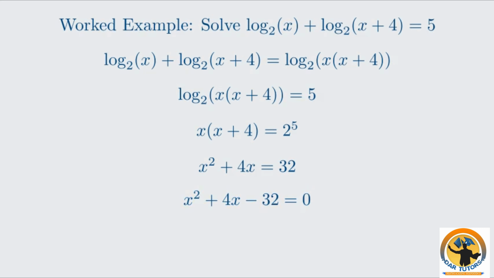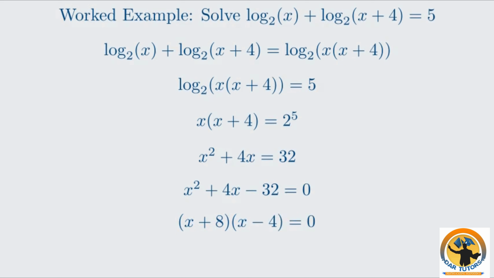We can solve this by factoring. We need two numbers that multiply to negative 32 and add to 4. Those numbers are 8 and negative 4. So the equation factors into (x plus 8) times (x minus 4) equals 0. This gives us two potential solutions, x equals negative 8 or x equals 4.